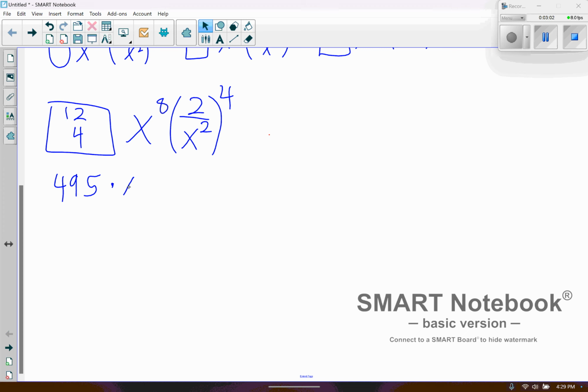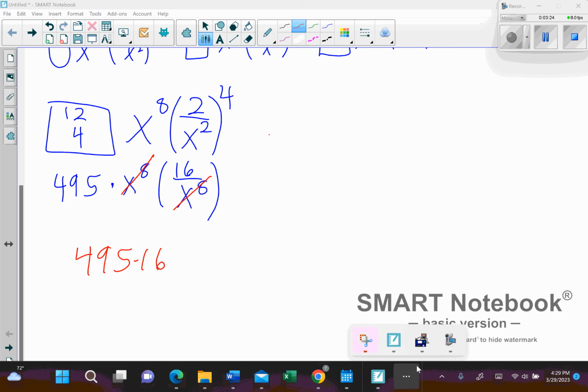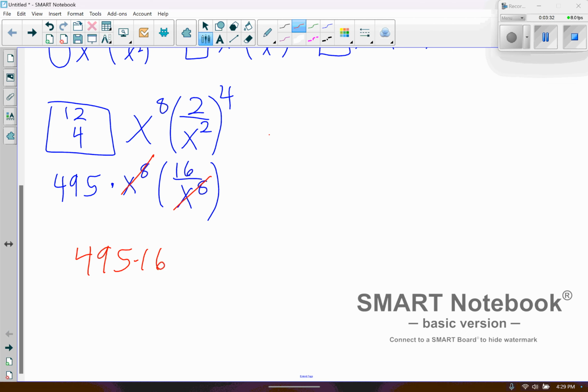And then here we have our x to the power of 8. And then when you apply that power of 4, 2 to the power of 4 is going to be 16. And then you get x to the power of 8 on the bottom. And then our x to the power of 8s are going to cancel out. And so now we're left with 495 times 16. Pull back up my calculator. So we'll multiply that by 16. And so we get 7,920.